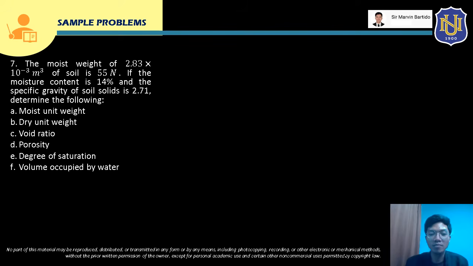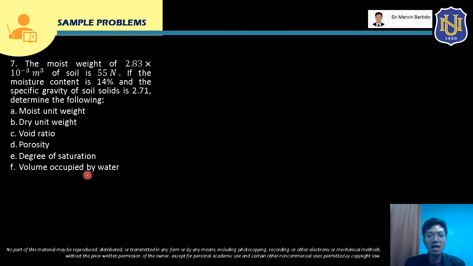For sample problem number 7, the moist weight of 2.83 times 10 raised to negative 3 meter cube of soil is 55 Newton. If the moisture content is 14% and the specific gravity of soil solids is 2.71, determine the following. Letter A, moist unit weight. Letter B, dry unit weight. Letter C, void ratio. Letter D, porosity. Letter E, degree of saturation. Letter F, volume occupied by water.